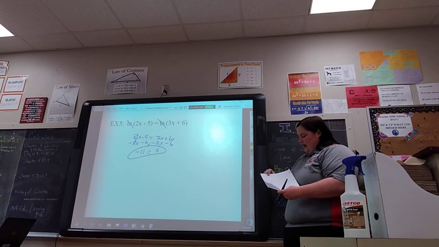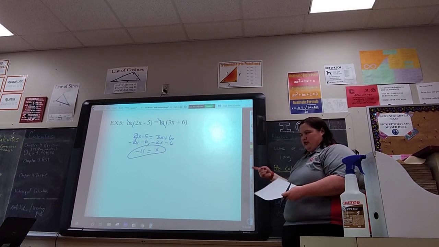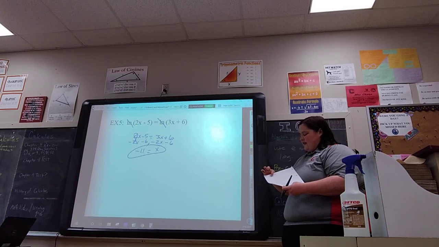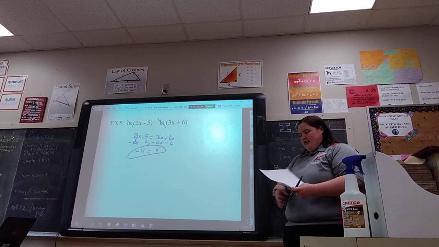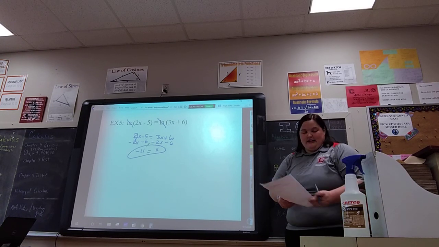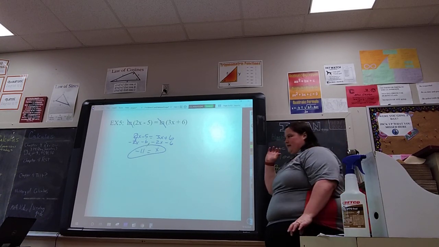So there's 2 ln equations. So whatever it starts off in, you have to rewrite it into its alternate to solve it. So if it starts off as an ln equation, you'll have to rewrite it into E to solve it. If it starts off as an E equation, you'll have to rewrite it into ln to solve it. So that's our exit ticket, and then we also have papers.